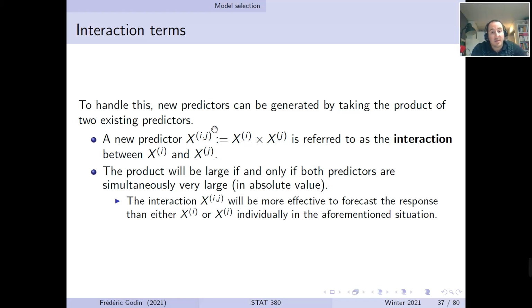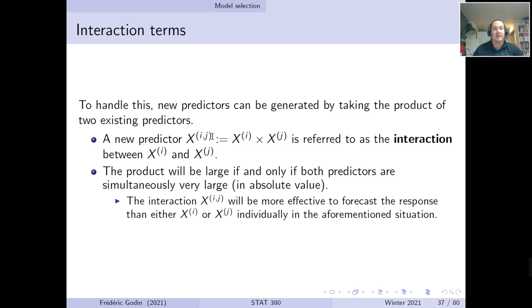Okay, so we can see that this interaction term is worth 1 if both are +1 or both are -1, whereas if either one of them is -1 and the other is 1, then the product will be -1 and will be low. So we can see that this new predictor is high if both variables are high or both variables are low at the same time.